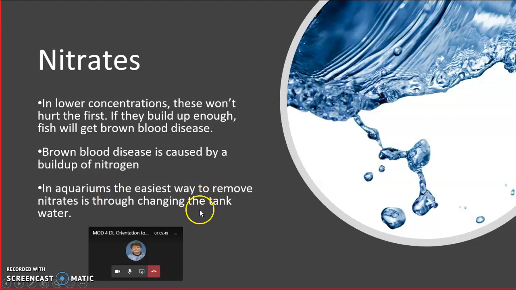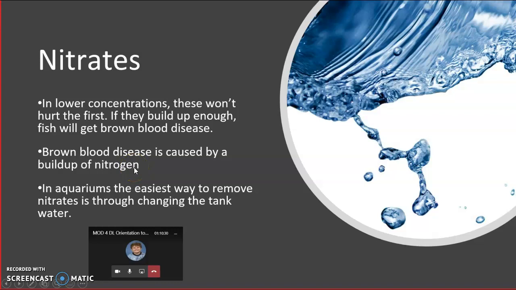Nitrates. In lower concentrations, these won't hurt the fish. If they build up enough, they will cause something in the fish called brown blood disease. Brown blood disease is caused by a buildup of nitrogen. In aquariums, the easiest way to remove nitrates is through changing the tank water. So for blank number 11, which is our last blank, we're going to put the word nitrogen. If you're looking at my cursor, you can see that I'm underlining the word nitrogen in case you do not know how to spell it.